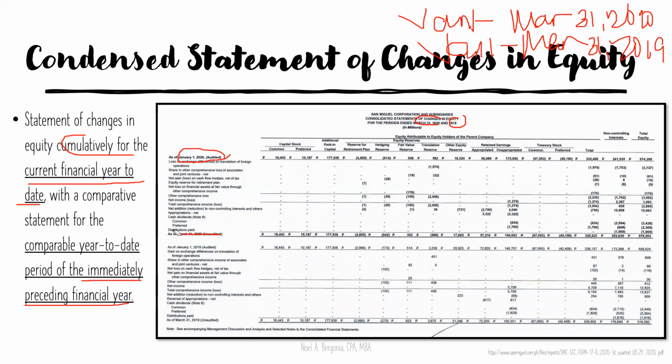Okay, I hope that you are appreciating our example. Okay. So nandito yung mga changes niya, okay? Which some of it you will just study in your next accounting subjects or next na mga intermediate accounting subjects, no? And also January 1, 2019 up to March 31, 2019. Okay? So again, it's cumulative current year to date, no? And the comparable year to date of the immediately preceding period.